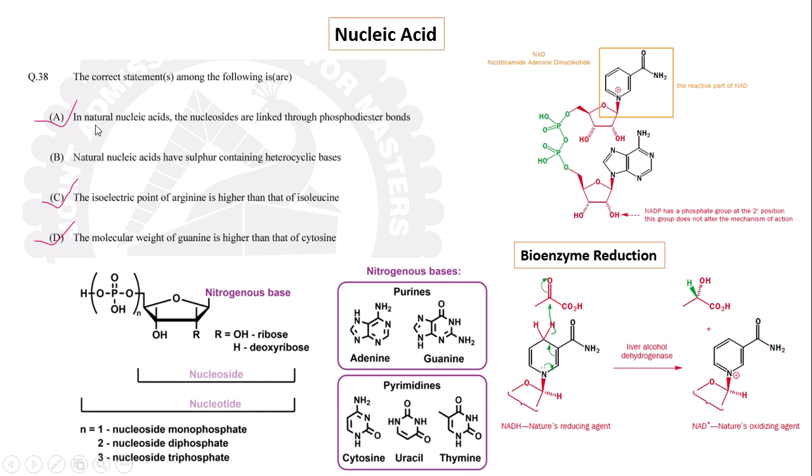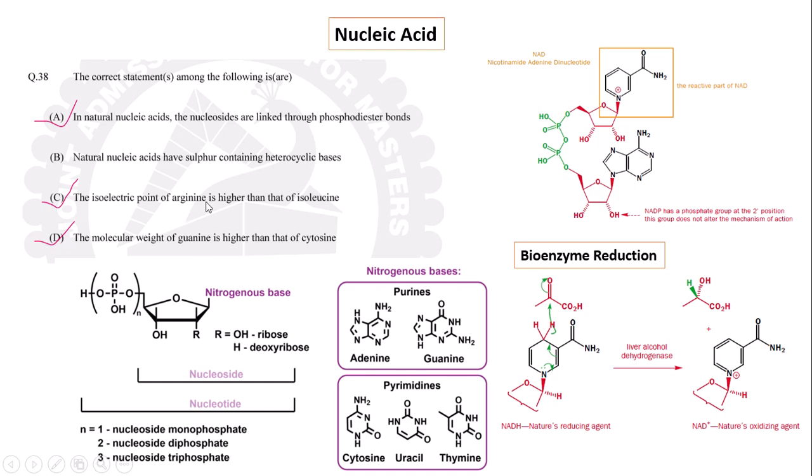In the given problem, the nucleic acids are linked through phosphodiester bonds. That is, the nucleosides are bridged by the phosphodiester. This is the nucleoside type, and this is bridged by the phosphoester. And the B option is wrong. Here it says natural nucleic acids have sulfur containing heterocyclic bases, but in the heterocyclic bases no sulfur unit is present. So these options are wrong.